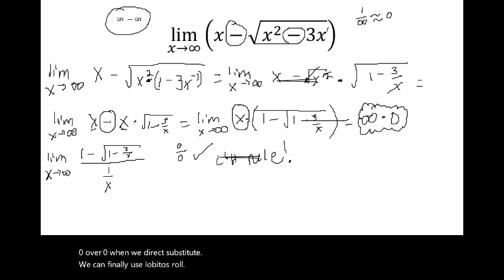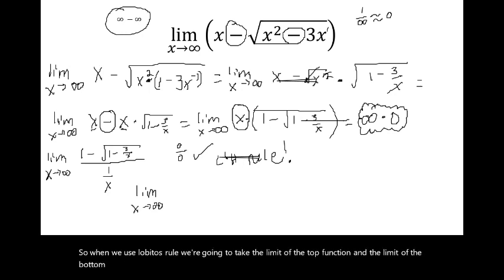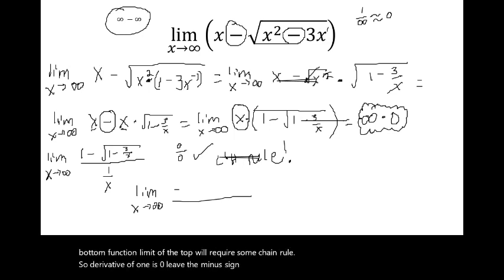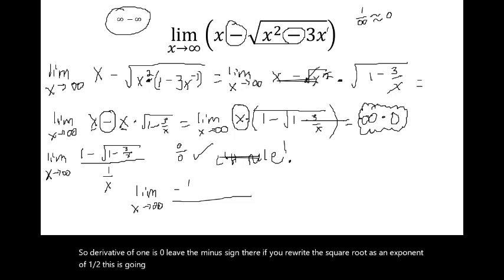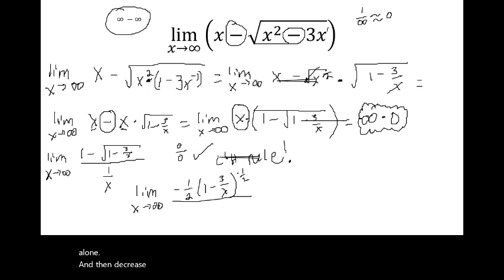So when we use L'Hopital's rule, we're going to take the limit of the top function and the limit of the bottom function. The derivative of the top will require some chain rule. So the derivative of 1 is 0, leave the minus sign there. If you rewrite the square root as an exponent of 1/2, this is going to require the chain rule. So derivative of the outside, 1/2, leave the inside alone, and then decrease the power by 1, so we get negative 1/2.